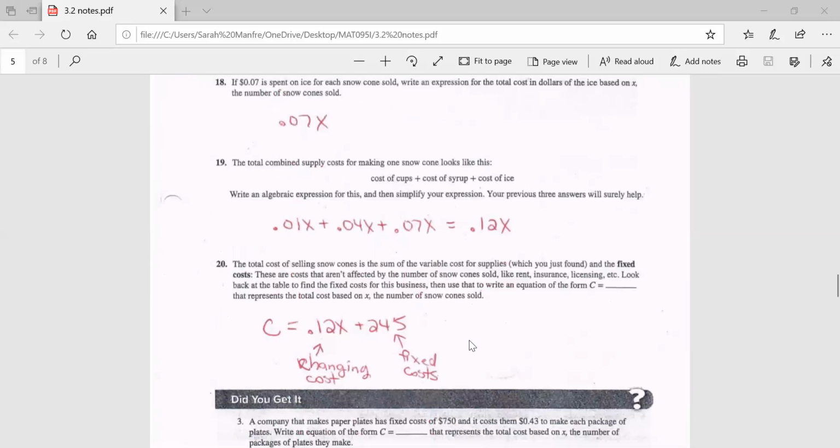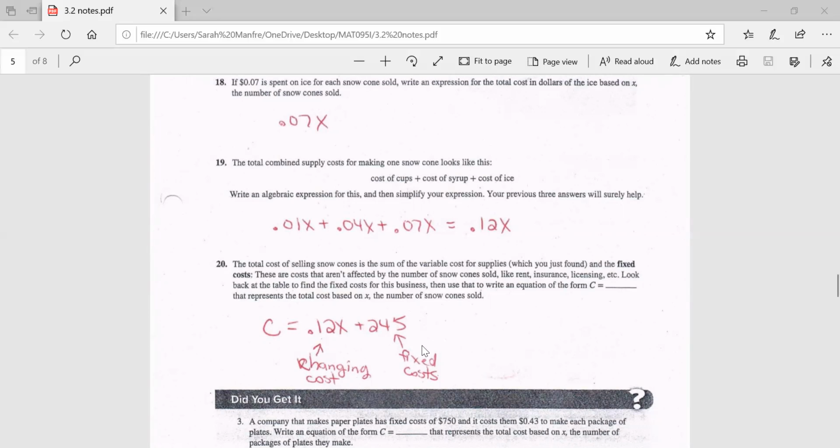Okay. Question 20 says the total cost of selling snow cones is the sum of the variable cost for supplies, which we just found, so that's 0.12X, and the fixed costs. Those are the costs that aren't affected by the number of snow cones sold, so rent, insurance, licensing, etc. So how do we find the cost? Well, how much do they have to pay for rent and insurance and all that stuff?